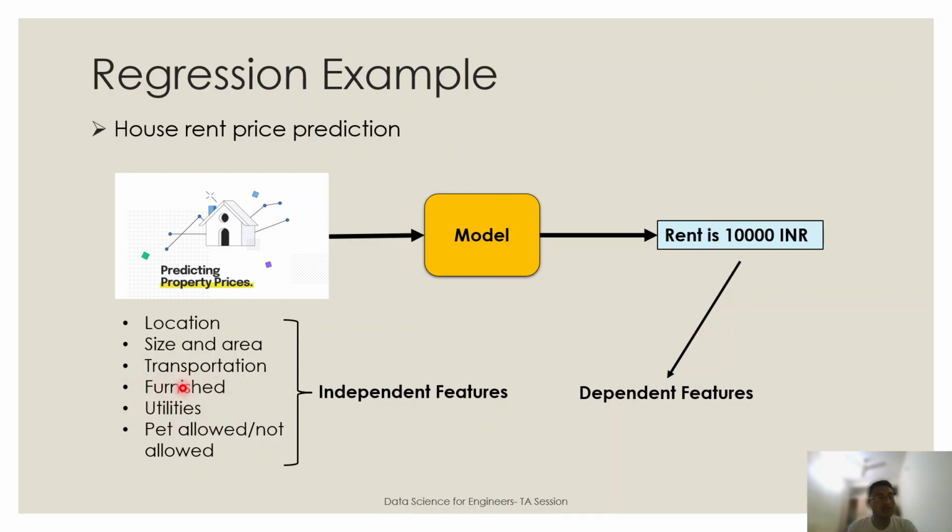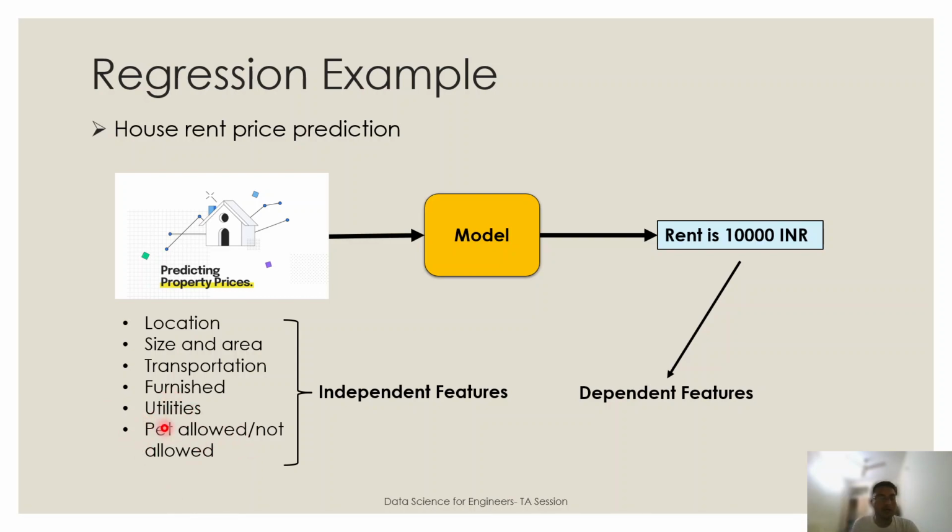Okay. Again, whether the house is furnished or not. If it's furnished, you don't need to purchase anything, so the property price also increases. But if it's not furnished, you have to invest some capital at the initial time. Then utilities: whether electricity bills are included or not, as well as water bills. Some houses exclude the utility bills, and based upon that they put the price. So if utilities are included, the price will also increase.